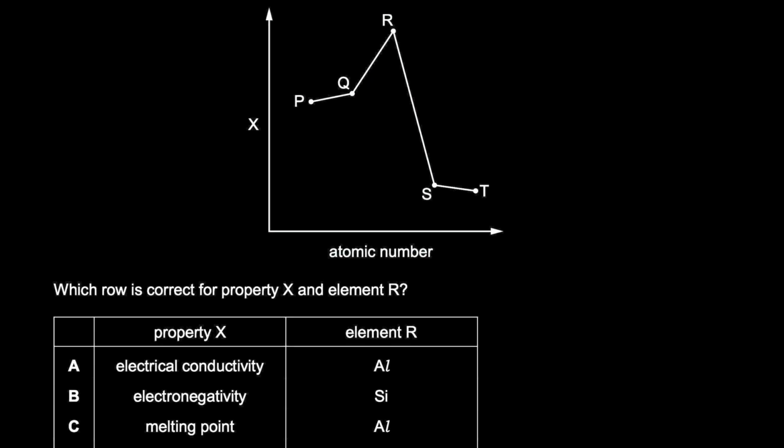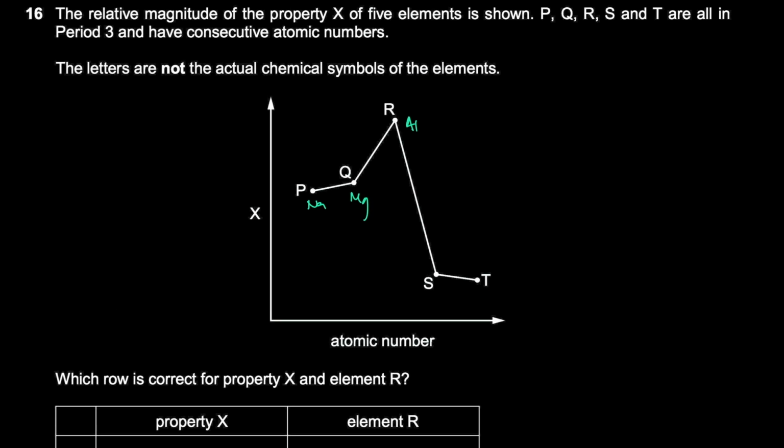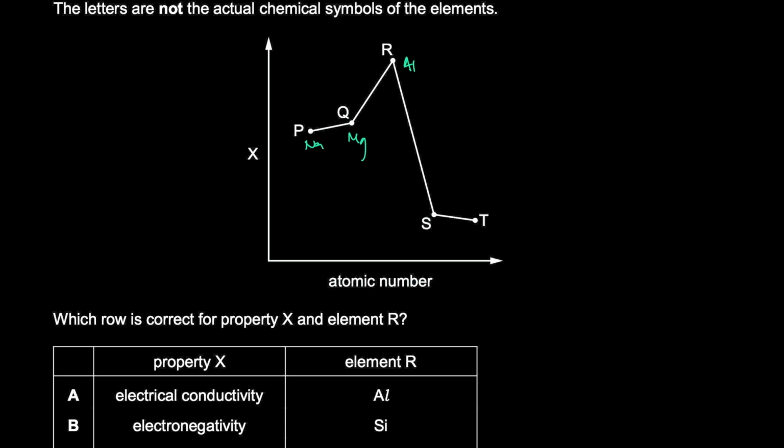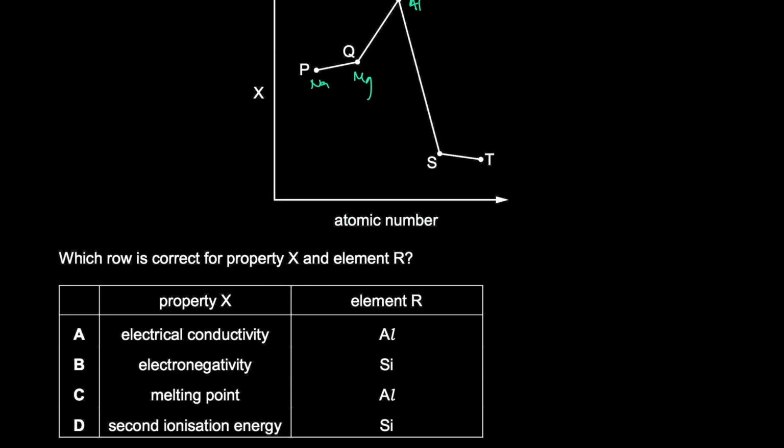Now this graph is the graph for electrical conductivity, right? What we have here is sodium, magnesium, and then aluminum in period 3. Those are the metals. They have relatively high electrical conductivity, and then we have the non-metals which have a much lower conductivity. So property X is electrical conductivity and element R is aluminum. So the answer is A.